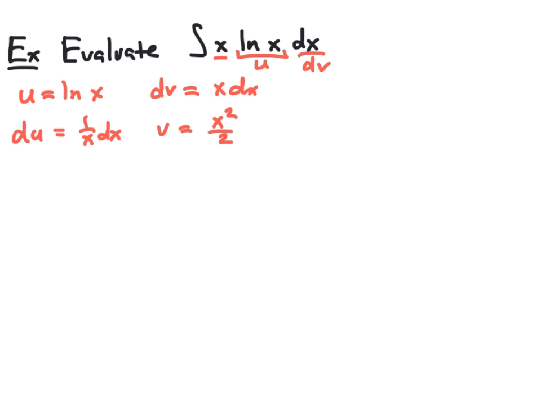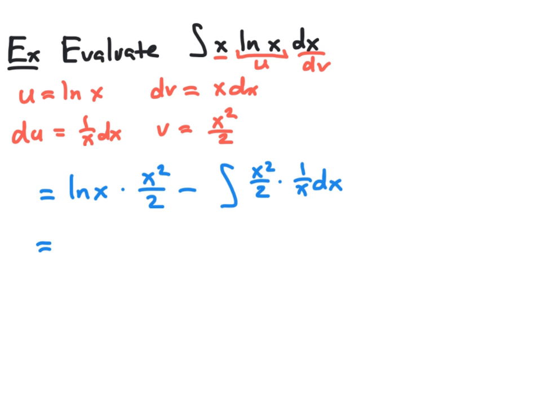Now once we have u and dv picked, we form du and v. We can simply apply the integration by parts formula, which says that our integral is going to be u times v, which in this case is natural log of x times x squared over 2, minus the integral of v du, which is x squared over 2 times 1 over x dx. We can now simplify this and evaluate this new integral.